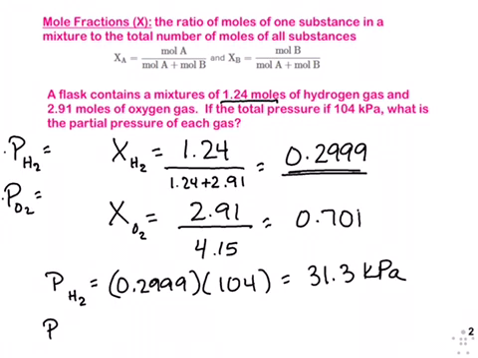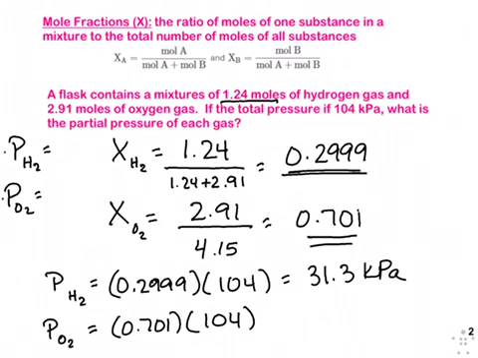Repeat that process, except instead of the value for hydrogen, you use the mole fraction for oxygen, which was 0.701, times your total pressure, and we get 72.9 kilopascals.